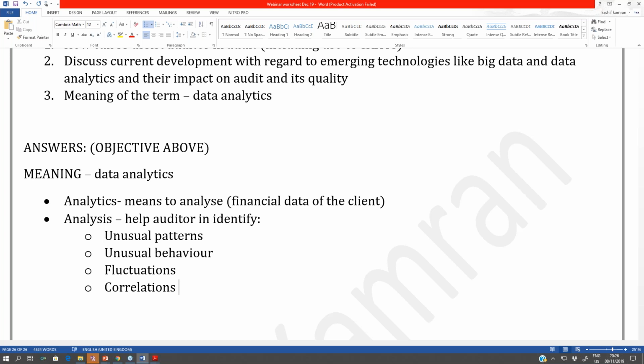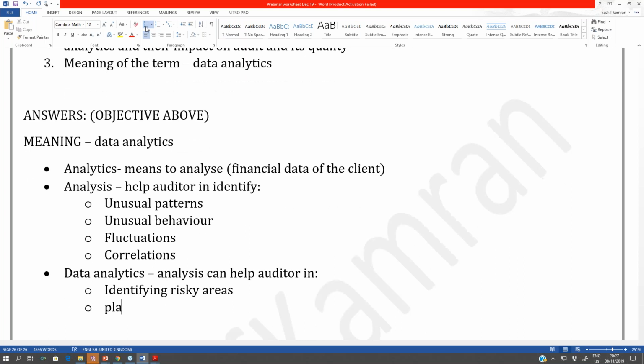So analytics. You should know a definition of analytics. You should know what you get from data analytics, right? The data analytics, the analysis can help the auditor in identifying the risky areas and planning the audit more efficiently. You can plan the audit more efficiently. You can identify the risky areas.